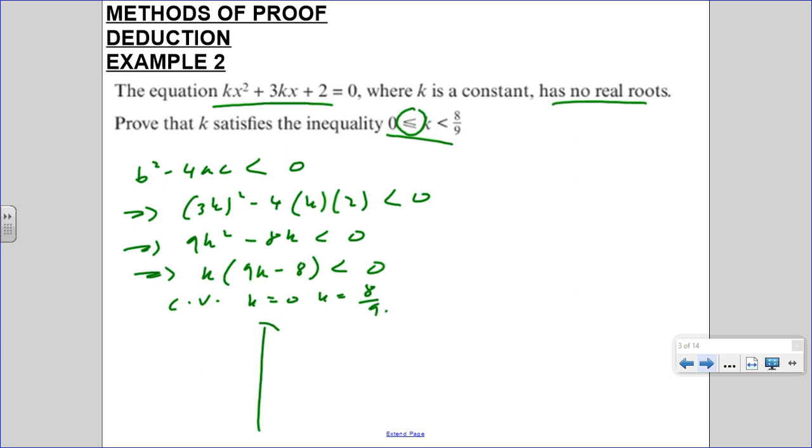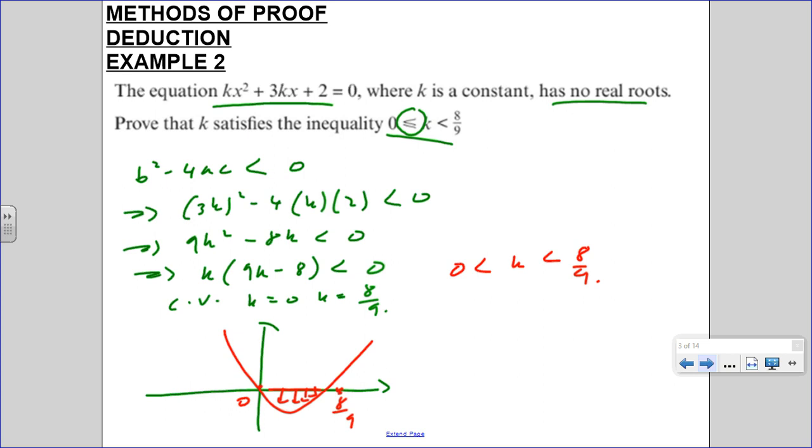Remember, no graph, no marks. It's an inequality problem. So we got 0, 8 over 9. It's a positive quadratic. It's less than 0, so you go down the curve. Okay, some x-axis to curve. So we know that k must be between 8 over 9 and 0.